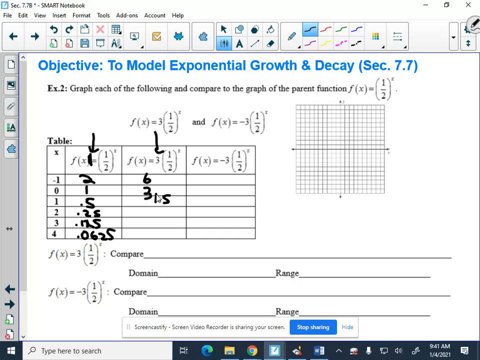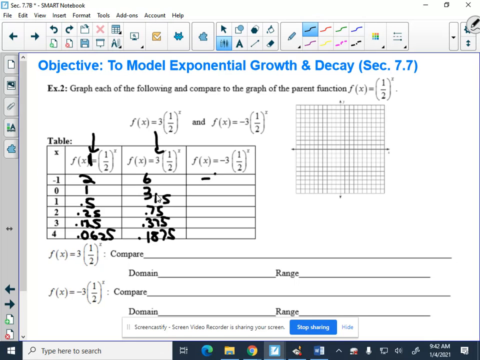It'd be 3 times as big. This one, 0.75. 3/4 is 75 cents. This one, 0.375. This one, 0.1875. So how do you suppose it's going to change if I change one more thing and instead of just a 3, it's a -3? What's going to happen to these numbers? They're all going to change to negative.